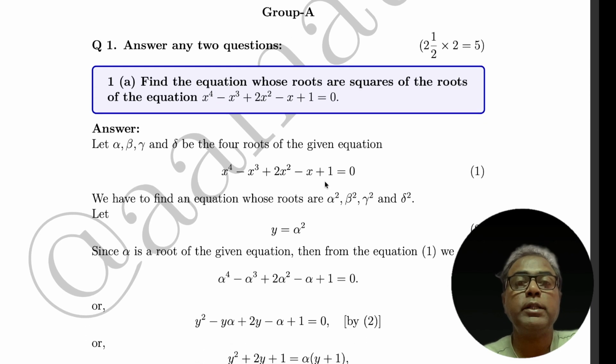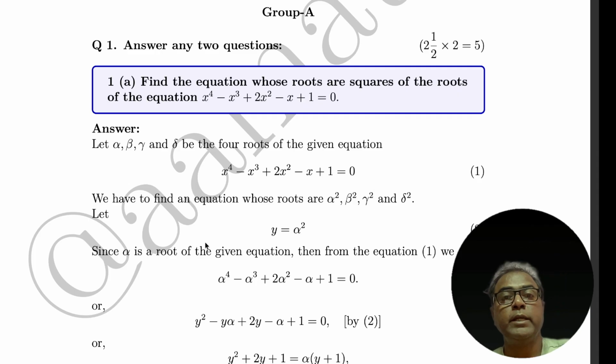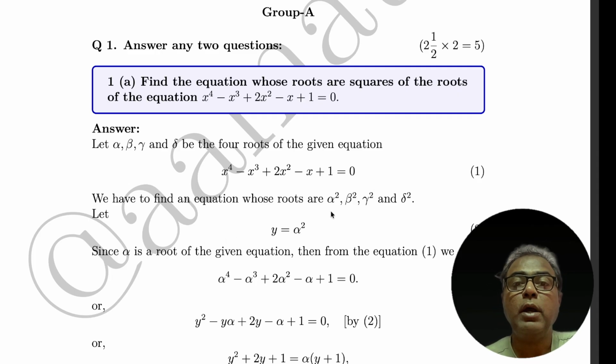Find the equation whose roots are squares of the roots of the equation x to the power 4 minus x cubed plus 2x square minus x plus 1 equal to 0. Let alpha, beta, gamma, delta be the four roots of the given equation. We have to find an equation whose roots are alpha square, beta square, gamma square, and delta square.